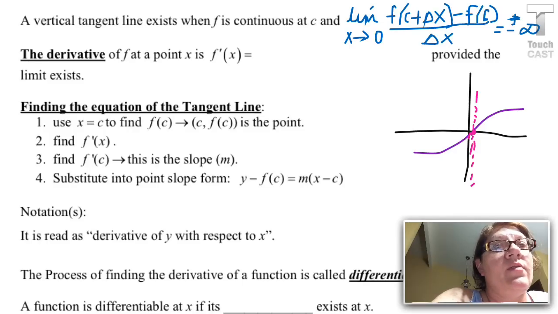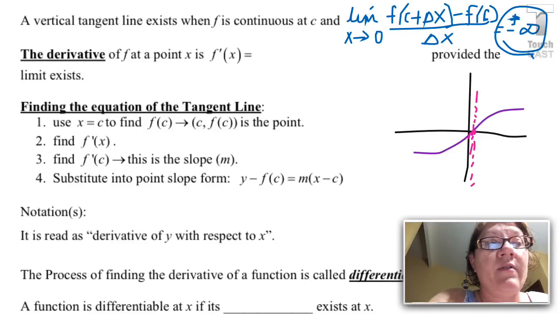Remember, this represents slope, so if I have a vertical line, before you've known that as an undefined slope, but that's because it's going to either positive infinity or negative infinity. Both, I guess, technically.